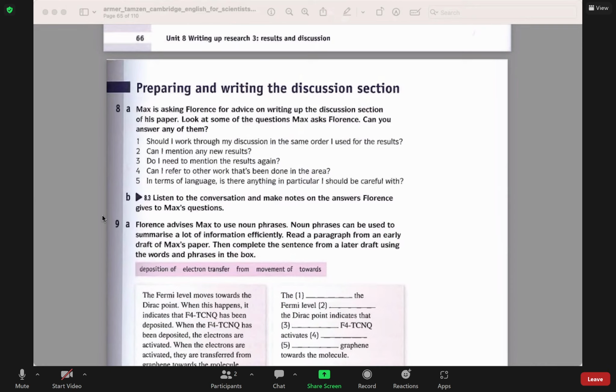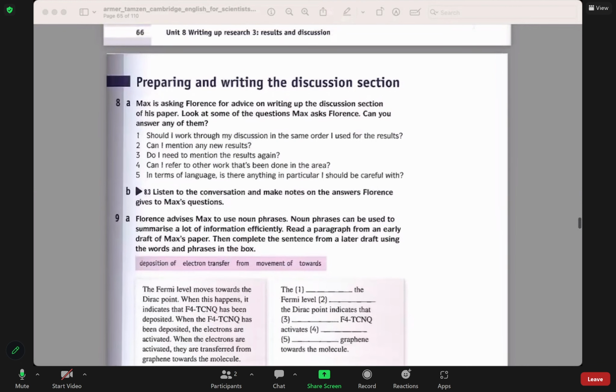And the fifth, in terms of the language, is there anything particular about the discussion section? Maybe formal language, scientific language. And also there should be brief information, not so much. Be concise, it means laconic. So let's check what the professionals say and compare our answers with the answers from the conversation.